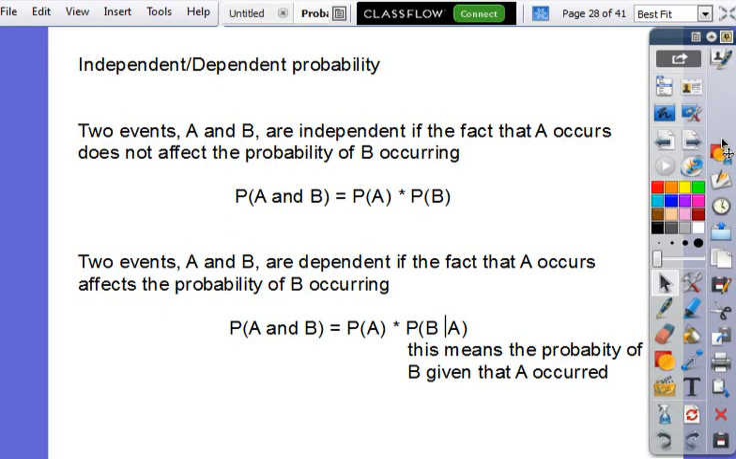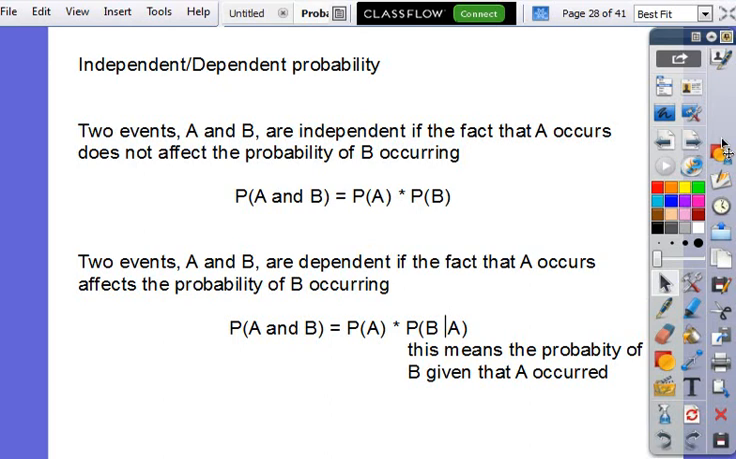For example, if I were to flip a coin and then roll a die, does it matter if I get heads or tails on the first one? Is that going to affect what happens when I roll that die the second time? No. Has nothing to do with it. That would be independent.